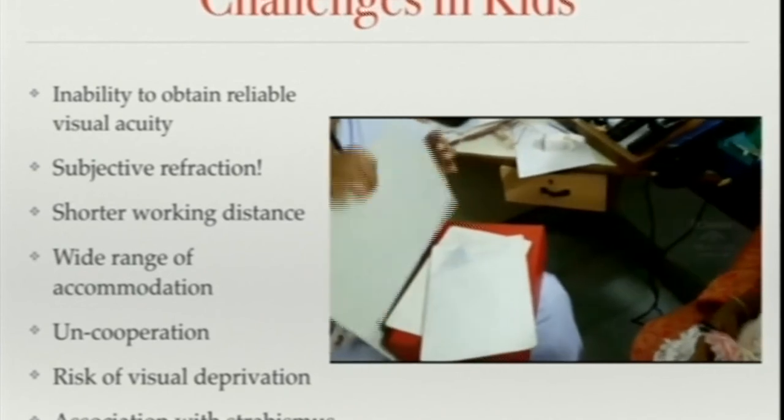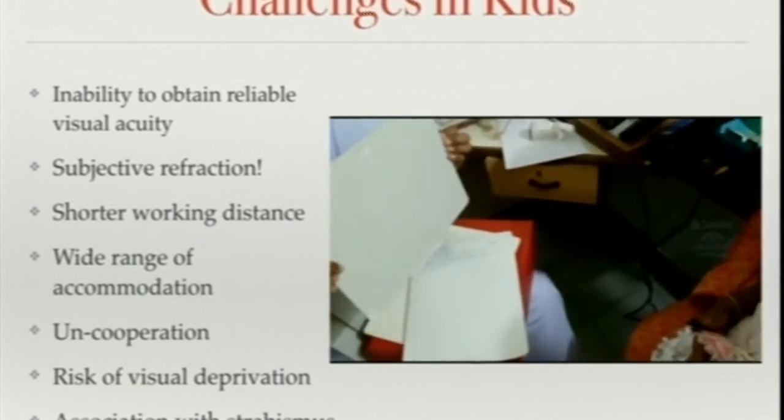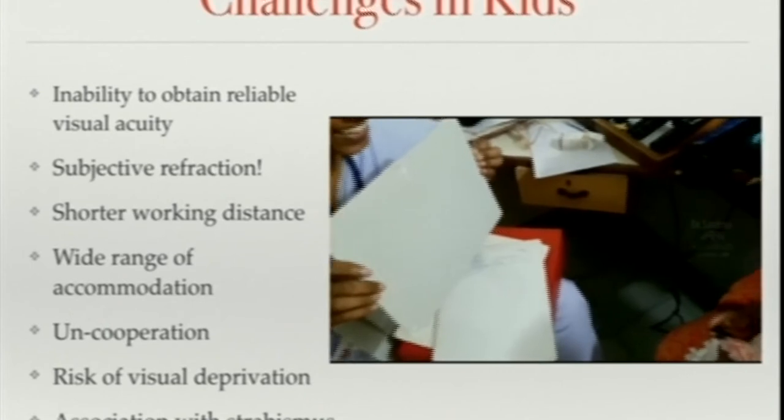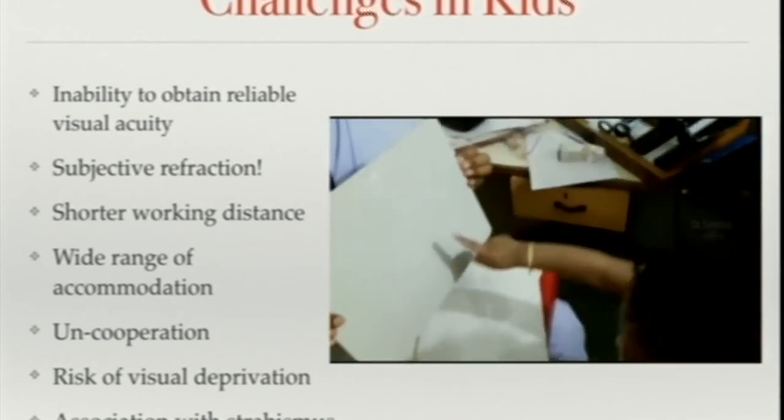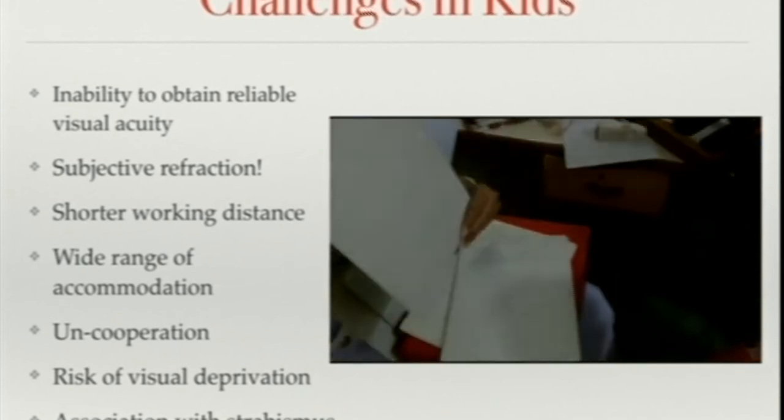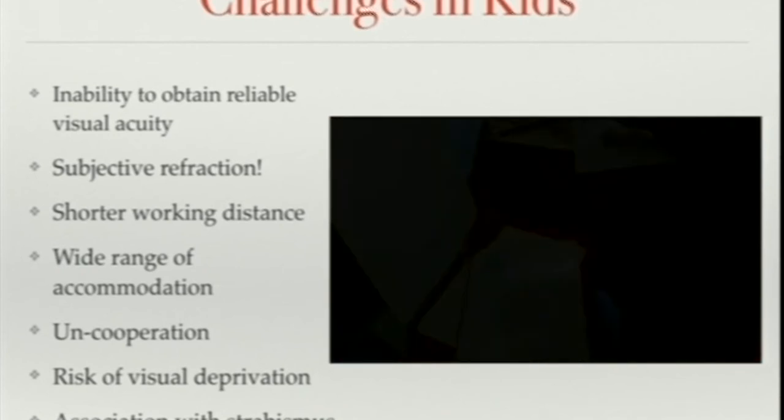It is very important to record visual acuity in all children, whether they are 1 year of age, 2 to 3 years, 3 to 5 years. So we have different methods of testing the visual acuity in different age groups. What are the challenges in children? Inability to maintain reliable visual acuity. So we have to look at different ways of estimation.